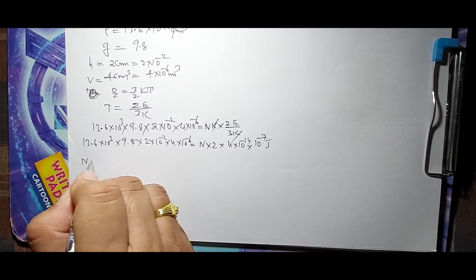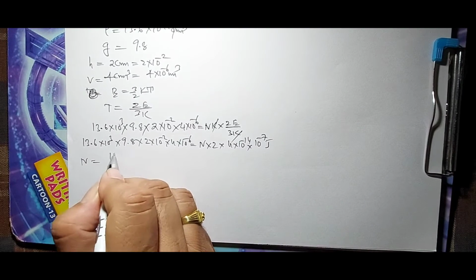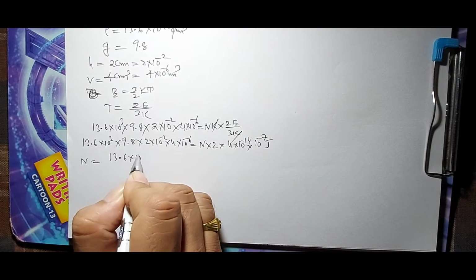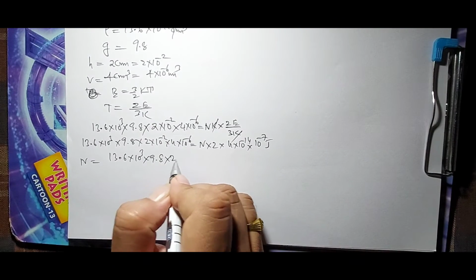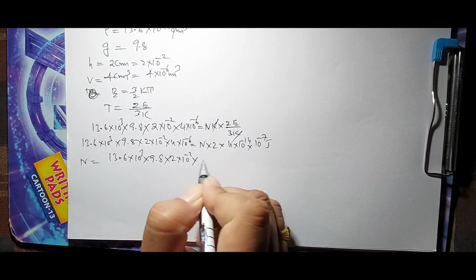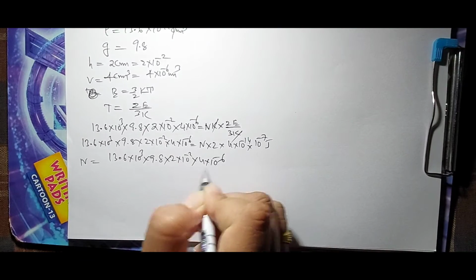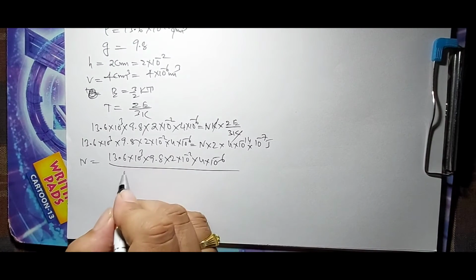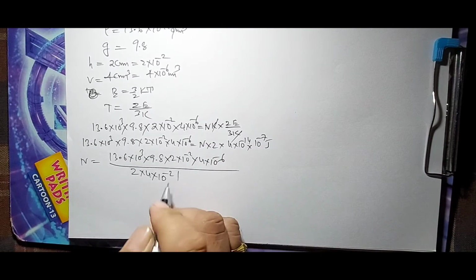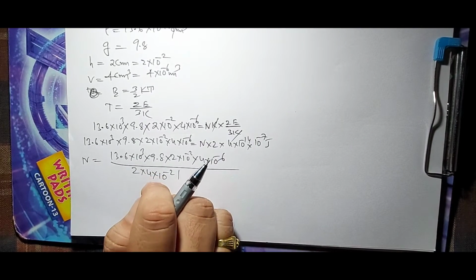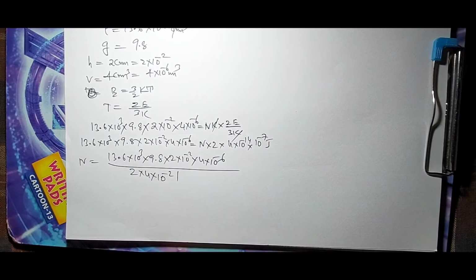So N is equal to, we write here, 13.6 into 10 cube into 9.8 into 2 into 10 to the power of minus 2 into 4 into 10 to the power of minus 6 divided by 2 into 4 into 10 to the power of minus 21.